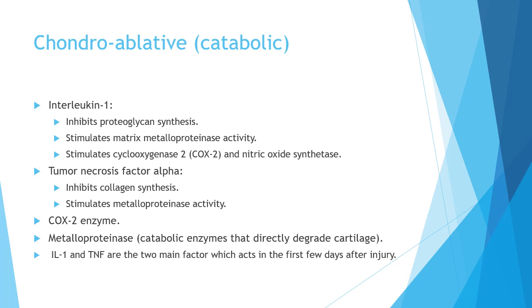All these work in the first few days after injury, and they are chondro-ablative. So we have enzymes here, metalloproteinase, we have the cyclooxygenase, and we have material like interleukin-1, which stimulate these enzymes and directly inhibit proteoglycan. Tumor necrosis factor, it stimulates metalloproteinase and inhibits collagen synthesis. And as we said, the enzymes themselves, COX-2 enzymes and the metalloproteinase. Remember, interleukin-1 and tumor necrosis factor are the main factor which acts in the first few days after injury.